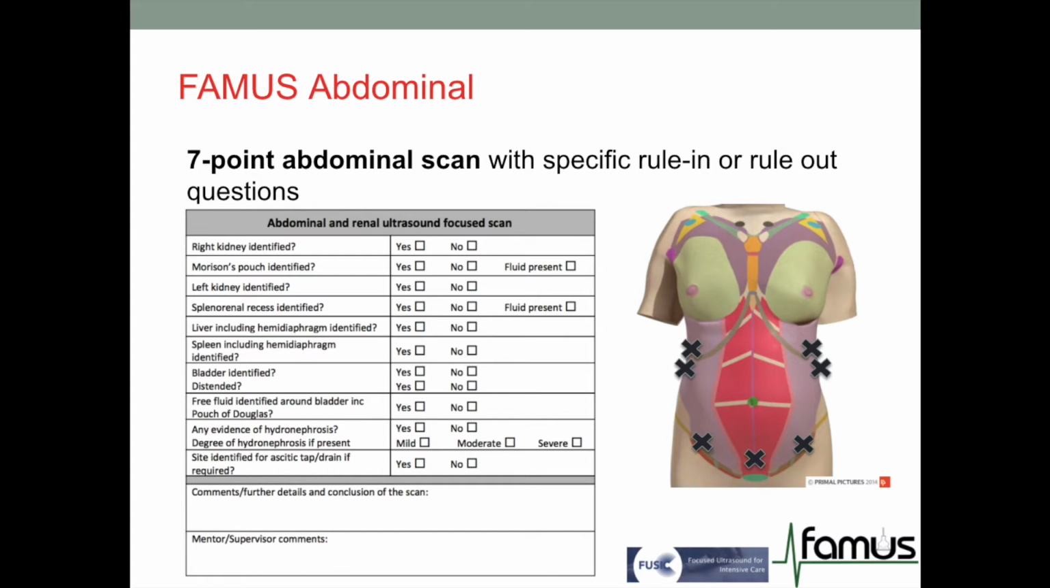Then there is a question related to the presence and degree of hydronephrosis on the left and the right kidney, and ultimately information related to the bladder and whether or not there is fluid around the bladder. And the final question is whether or not there is enough fluid to be tapped.